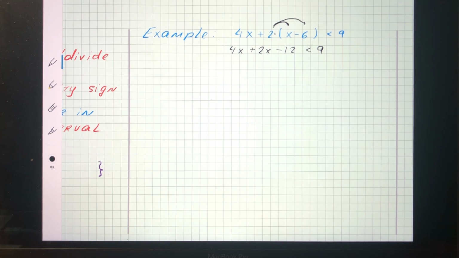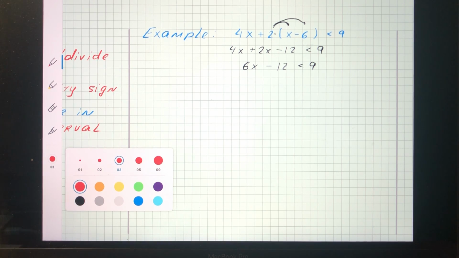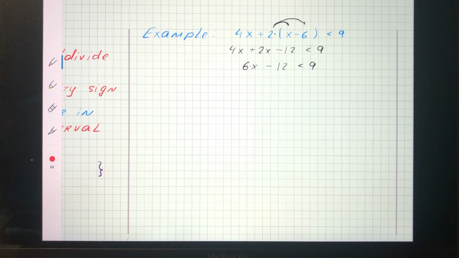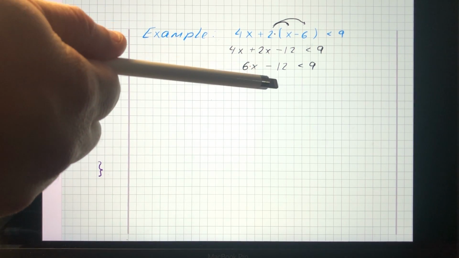Now we combine like terms. 4x plus 2x makes 6x minus 12 is less than 9. At this point, we have our inequality in the simplest form. Now we need to undo all the remaining operations and get the answer. There are 2 operations left to undo, multiplication and the minus. We undo the minuses and the pluses first.